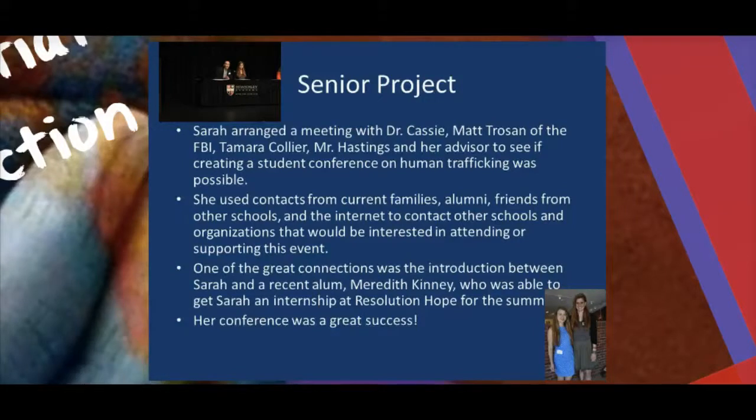So she arranged a meeting with Dr. Cassie, Matt Trosson of the FBI, and a number of other people, including our Buildings and Grounds, Mr. Hastings, to create a student conference on human trafficking. She used her contacts from current families, alumni, friends from other schools, and started inviting people to attend and support the event. And so from all of these contacts in her initiative, which just started with her interest and a club here at school, which is what we started this presentation with, Sarah wrapped up her global studies experience and her senior project with this global action.